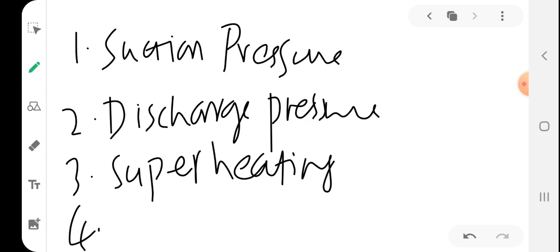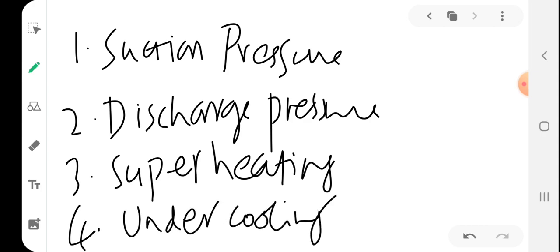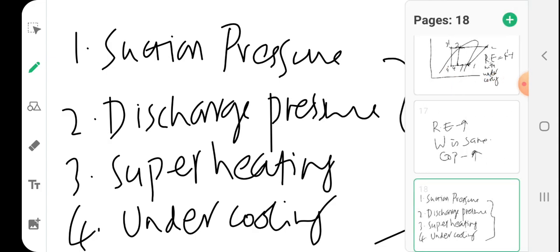And the fourth one is undercooling or subcooling. Undercooling will increase the COP definitely. So these are the four different factors affecting the working of a theoretical cycle. These parameters are important. Okay. Now one more point we will learn.